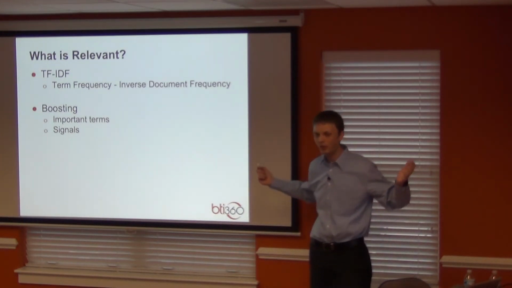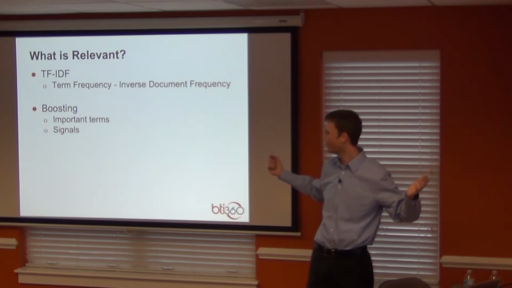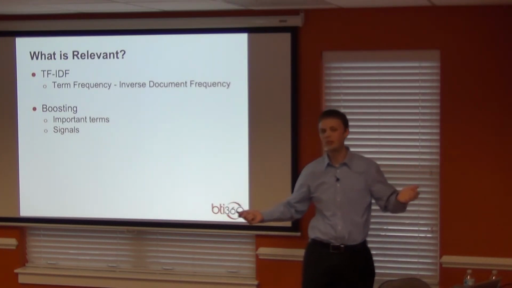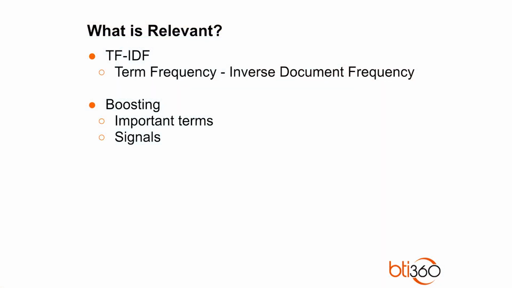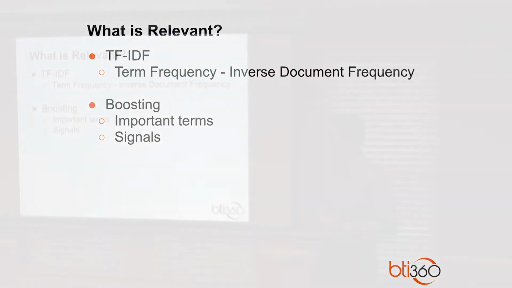Now we know how to split tokens. We know how to query stuff. How do we find the relevant information? What is relevant? There's this TF-IDF. This is a very scary word. Term frequency, inverse document frequency. Oh, my head hurts, right? So what we do here, it's not that complicated of an issue.